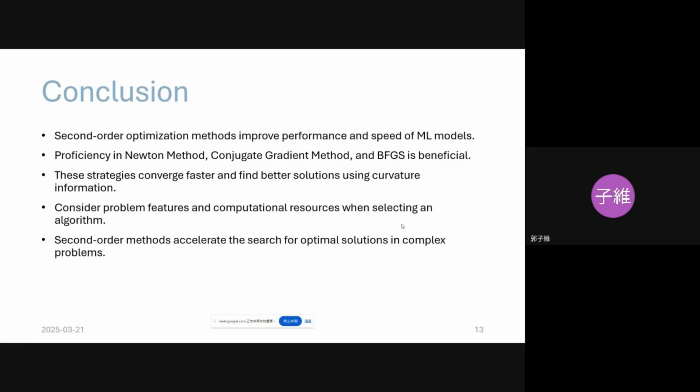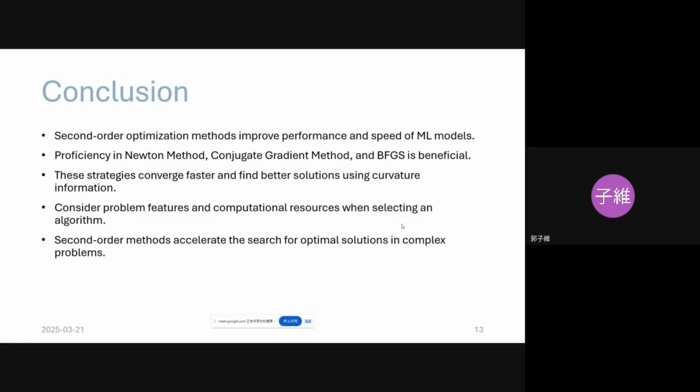and the speed and proficiency in the knowledge of these methods, while not including just these three methods. There are other methods, but knowing these three is beneficial, and these strategies converge faster and find better solutions using the second order differentiation information. So we know the curvature information, and you should consider the problem features and computational resources when selecting the algorithm you want to use.